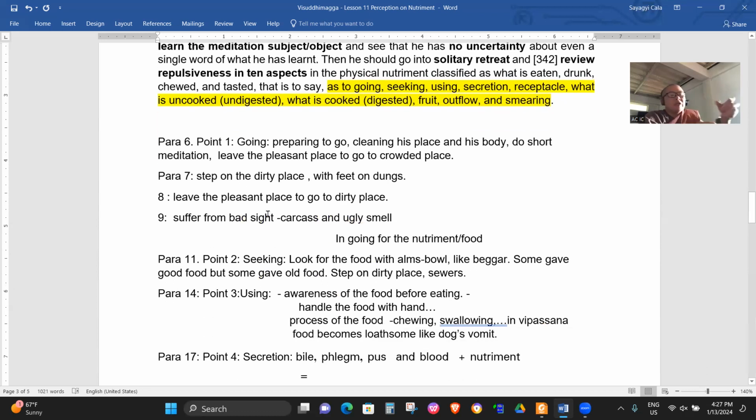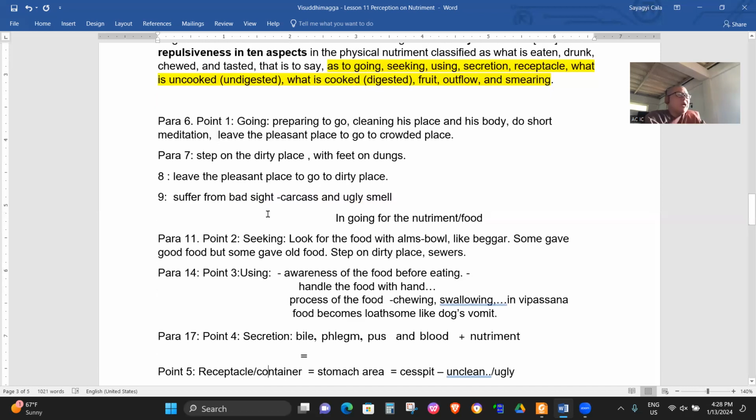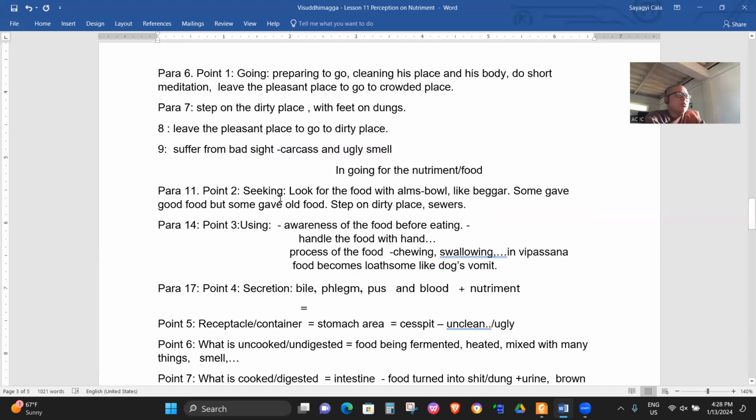This one is because they are talking about the ascetic or the monk at that time. It's the same as if you are in a meditation center meditating very well, but you just have to leave your pleasant place to seek food. When you seek food, you go like beggars holding the alms bowl, and some give good food, some give old food, and you step on dirty places.